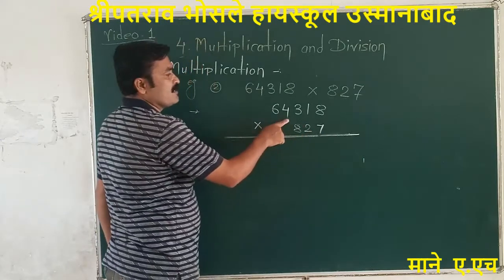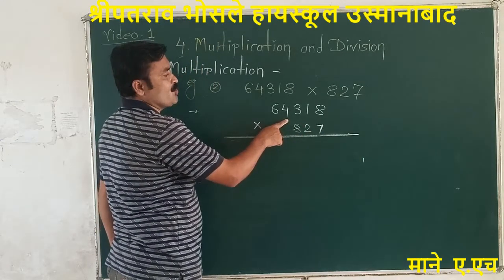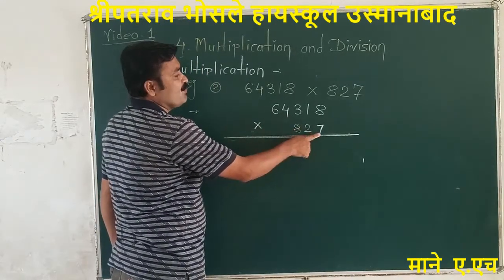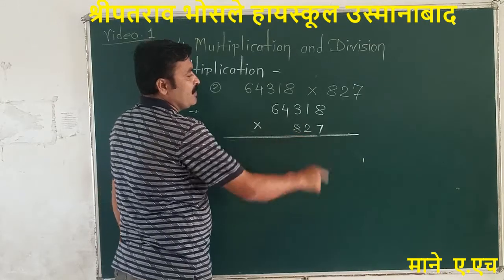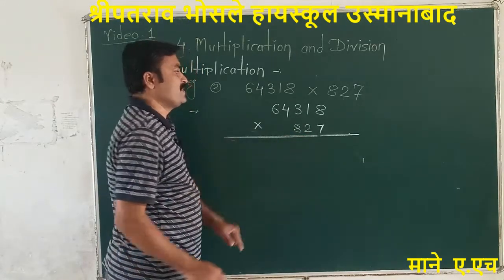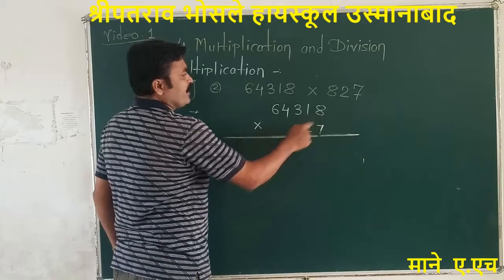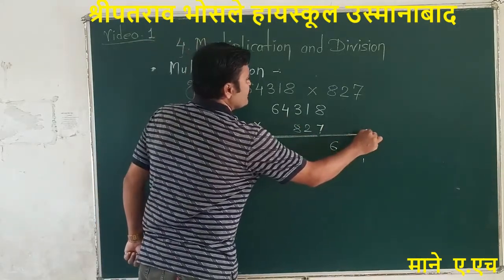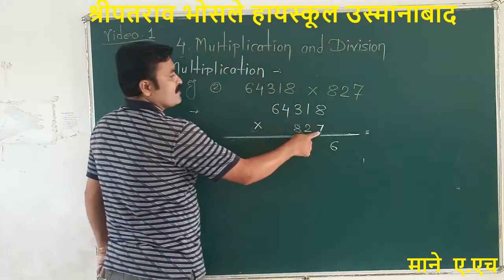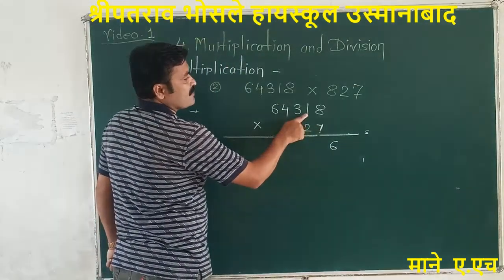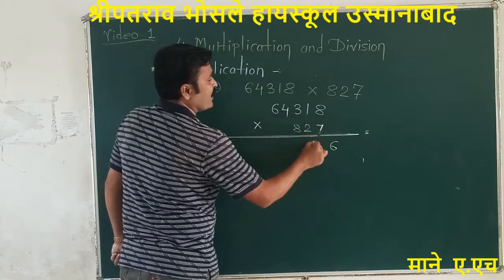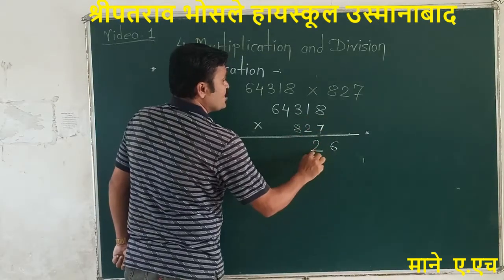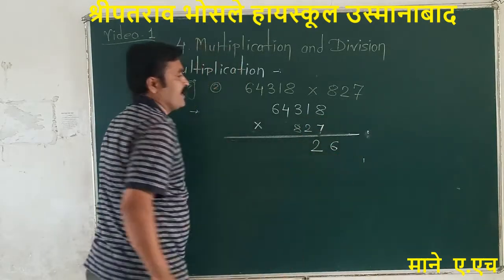That means 64,318. This number we first have to multiply by 7. So we use the table of 7. So 7 into 8, 7 8s are 56. So write here 6, 5 taken as carry. 7 into 1, 7 1s are 7, 7 plus 5, 12. Write here 2, 1 taken as carry.